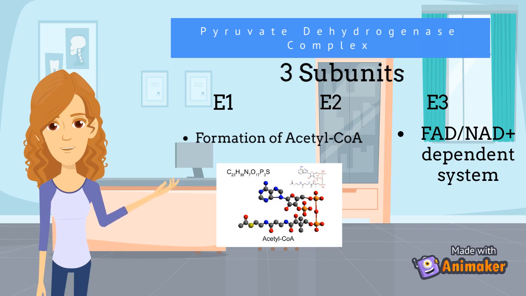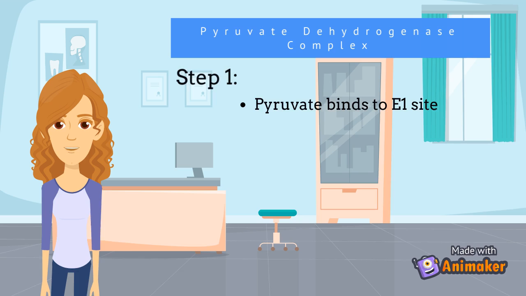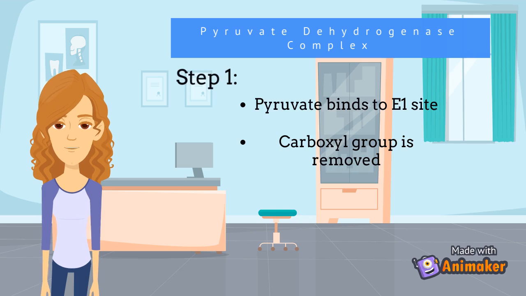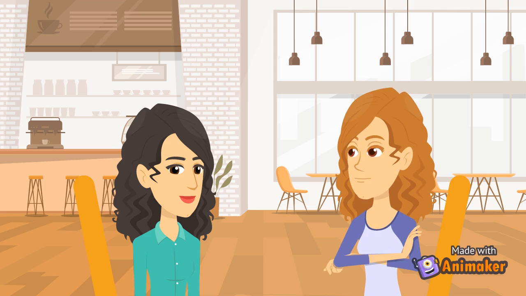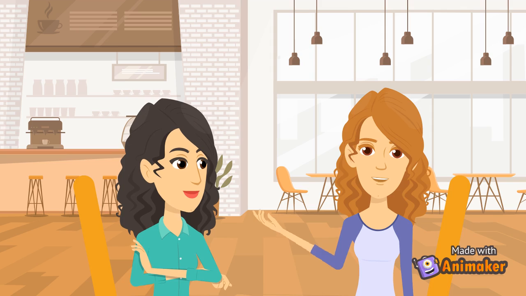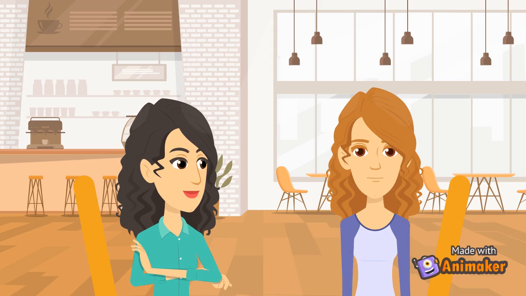subunit. The first step is pyruvate binds to the E1 subunit of PDC, and a carboxyl group is removed from the pyruvate, forming a carbon dioxide. I get it, and since you said there are two molecules of pyruvate produced per glucose molecule, there are two molecules of carbon dioxide produced. You got it. So to produce two carbon dioxide, this process occurs twice.